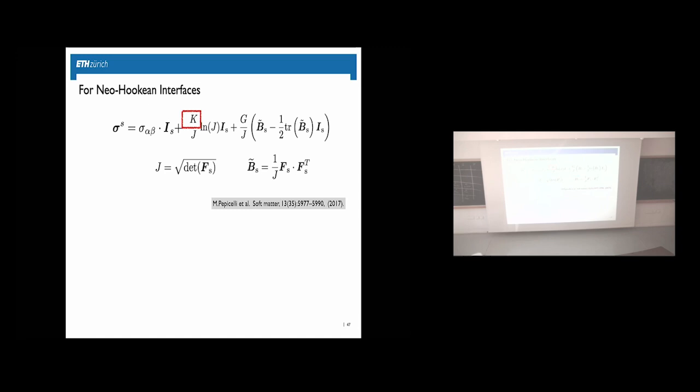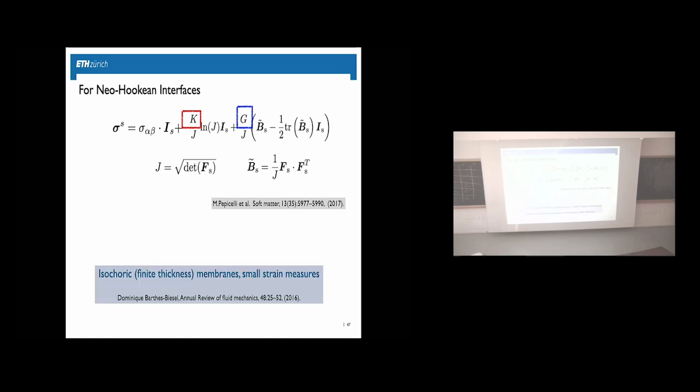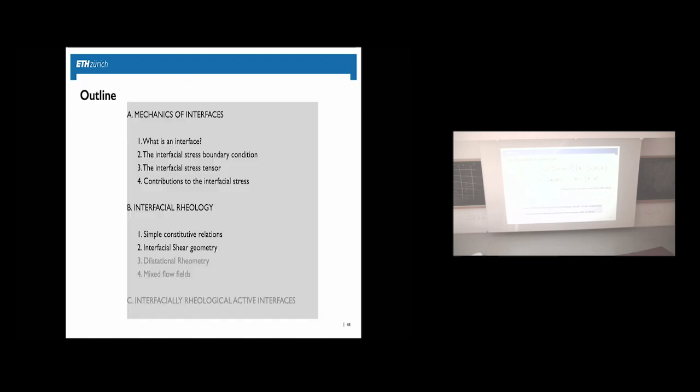If you don't know what it is, just remember shape changes, area changes, in a language with tildes and stuff, right? But again, we get separate material functions, a compression modulus and a bulk modulus. There's also beautiful work by Dominique Barthès-Biesel where they do take into account the finite thickness and work with isochoric deformations, and there's a whole set of constitutive equations, depending on what you want to use, that are really working well.